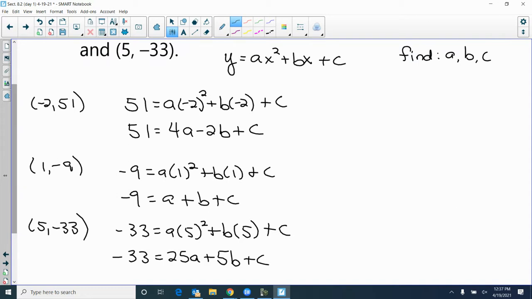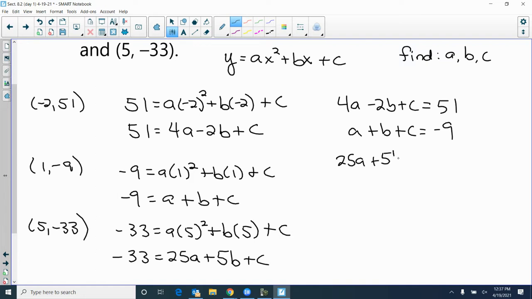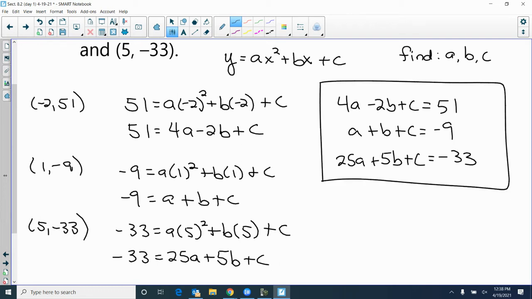Now I'm just going to put the constant on the other side. You got 4a minus 2b plus c equals 51. We got a plus b plus c equals -9. And I got 25a plus 5b plus c equals -33. Okay, so there you go. Those, and now no different than what we just had. Once you find your a, b, and c, you're going to have your equation. But we'll finish that one tomorrow.